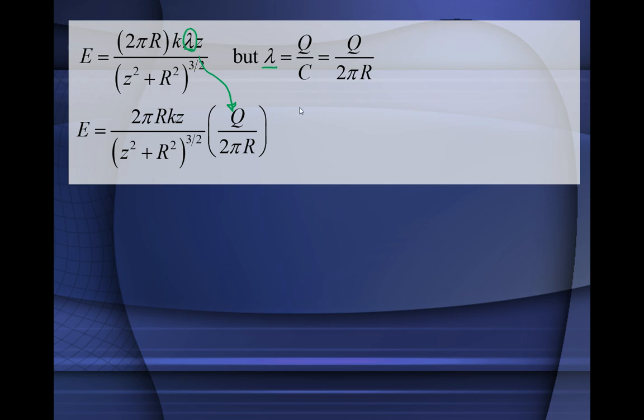The only reason I did this is because a few things cancel now. The 2's cancel, the pi's cancel, the capital R's cancel, and that tells you the electric field magnitude, where we know the direction is towards the right, from the center of a ring of charge at a distance z is equal to K times z times Q divided by z squared plus R squared, all to the power of 3 halves.